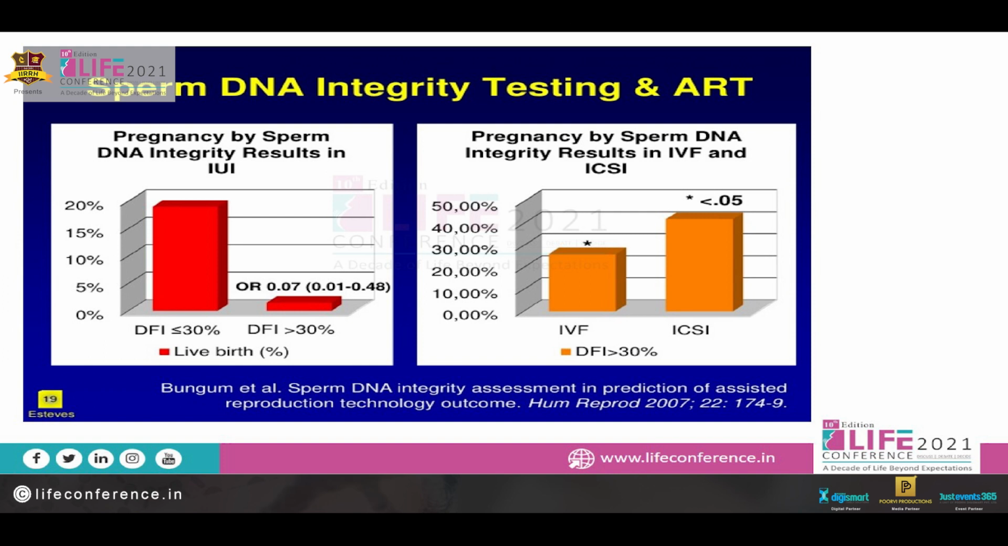If you look at this on the left hand side, you will see that where the DFI, that is the DNA fragmentation index, is above 30%, the live birth rate is very low.